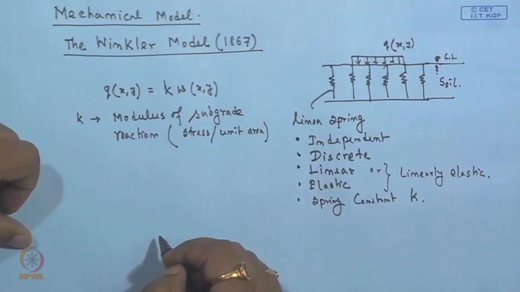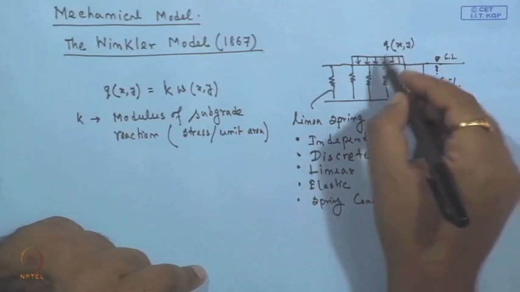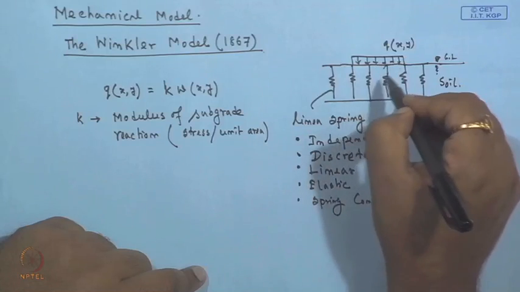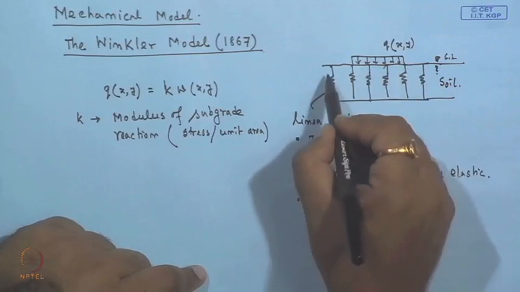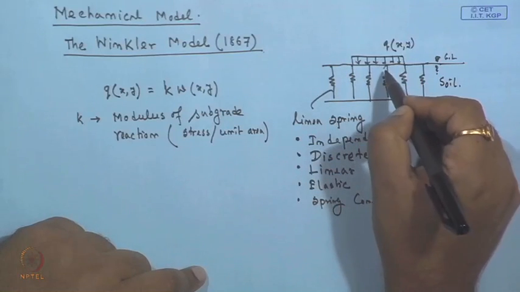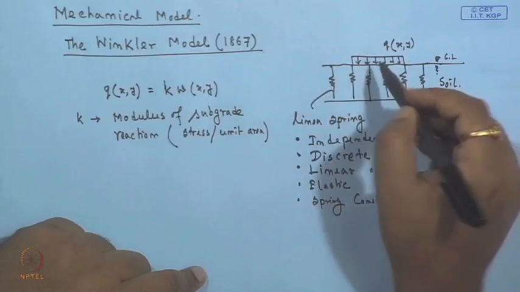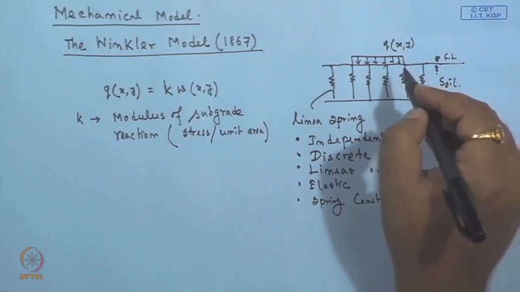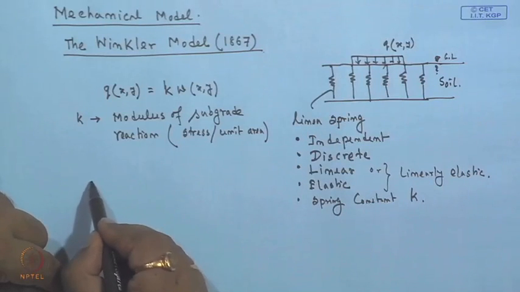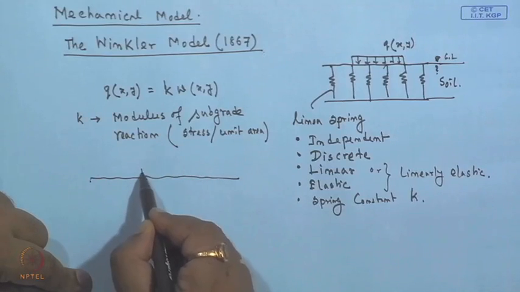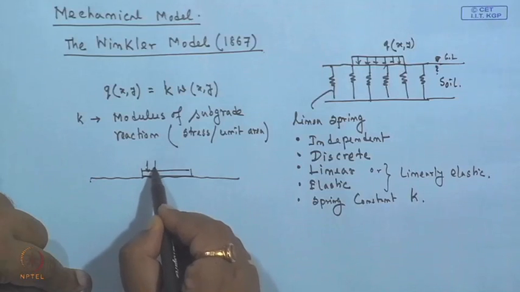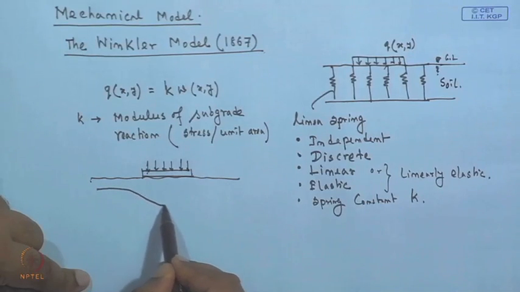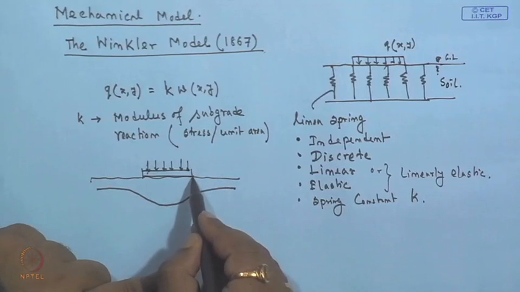Now, here we can say that the deformation is concentrated on a particular zone, as there is no connection between these springs, and the deformation is proportional to the load or stress applied at that particular point. If any spring is not loaded, there will be no deformation. Now, the limitation of this model is that when we apply load, suppose this is our ground surface and we apply load on this surface, the deformation pattern will be like this. That means we will get a deformation beyond the loaded region also.